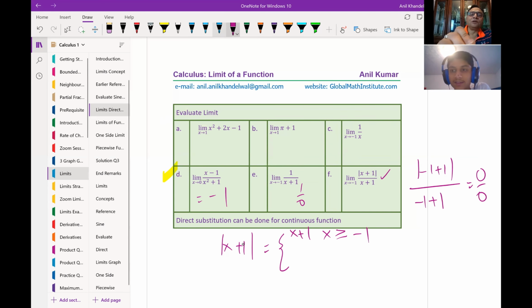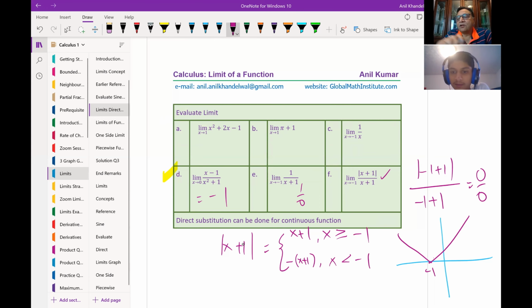You remember how you sketch this function? Yes, sir. So x plus 1 means you move left, and then that's your graph, correct? At -1, it is 0. This is the absolute value of x plus 1. And this is equal to the negative of x plus 1, when x is less than -1, correct?